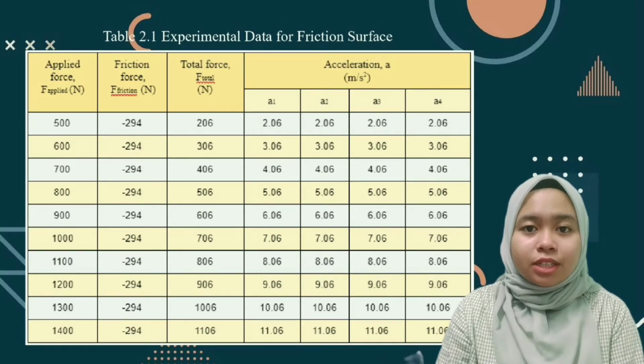My name is Nur Shazalina binti Kajali. I'm from A4AS1201B. Today in this video, I want to talk about the graph and the analysis data about the Newton's second law of motion experiment.